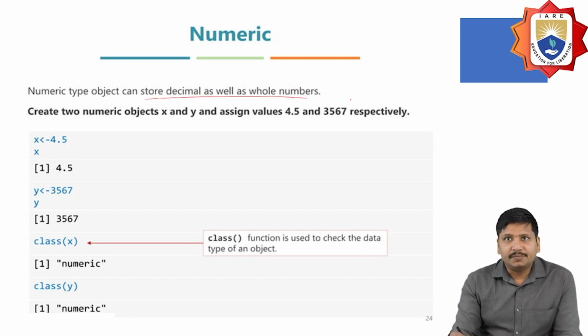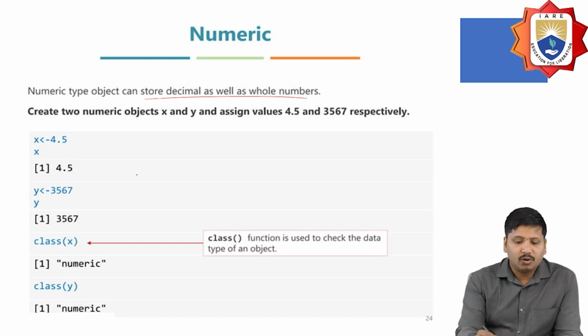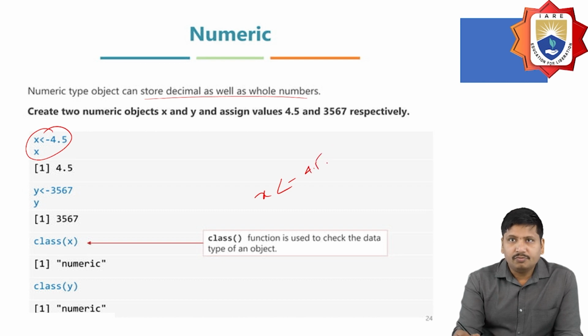See, the numeric data type can store decimal as well as whole numbers. To create a numeric data object, you simply write x, and the value of x is 4.5. Then by typing x, the value is going to be displayed. And similarly y is this.